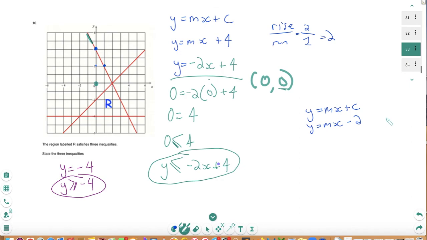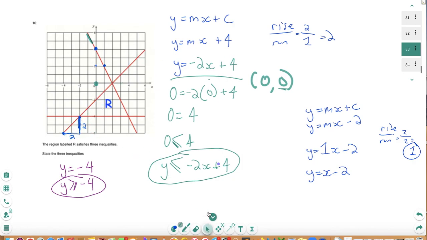Now we have to find our gradient. m is the gradient, which is rise over run. So choose 2 points. Let's choose this point here and this point here. Make a little triangle. The rise from here to here is 2, and the run is 2. So rise over run equals 2 over 2. 2 divided by 2 is 1, so the gradient is 1. So y is equal to, m is 1, x minus 2. We don't really need the 1x, it's a bit redundant, so we're just going to write y equals x minus 2. Okay? And it's positive x because it's going uphill.